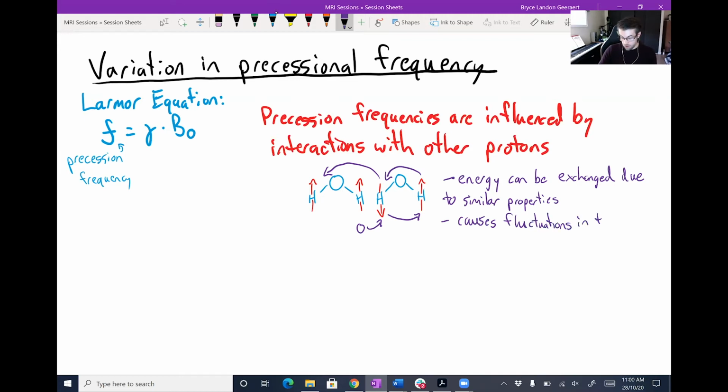And those fluctuations are in the local magnetic fields, all right? So the main magnetic field doesn't change. It's just that there are extra interactions that can either add to the magnetic field or subtract from it. Okay, so we got some questions.